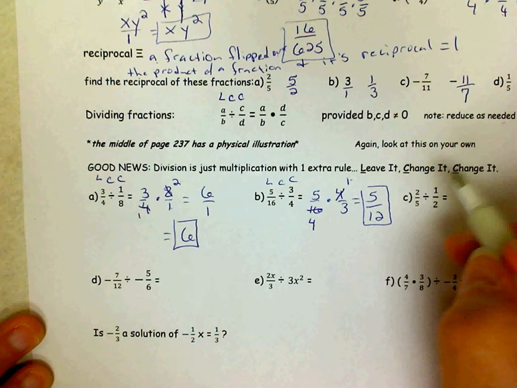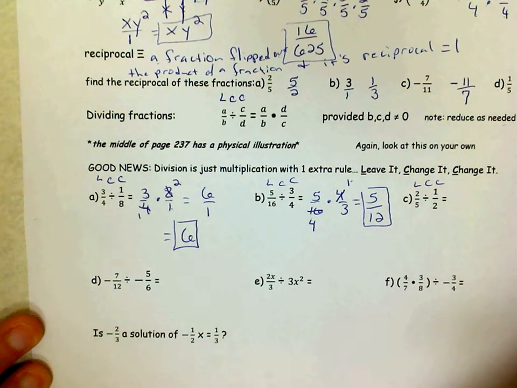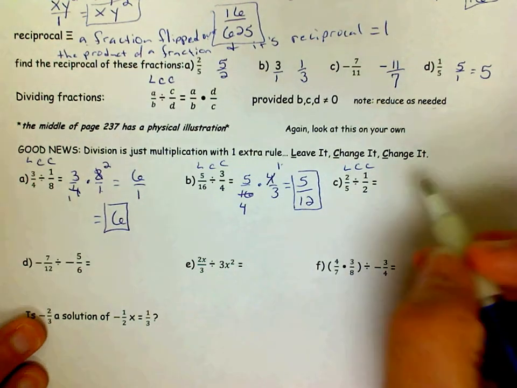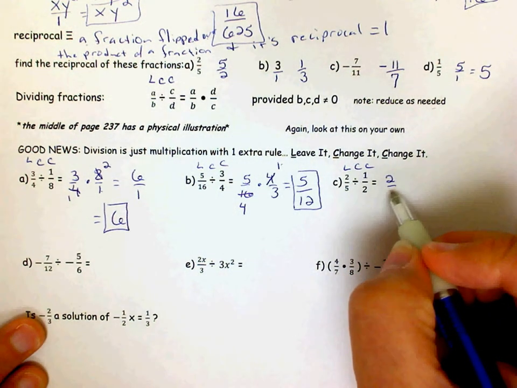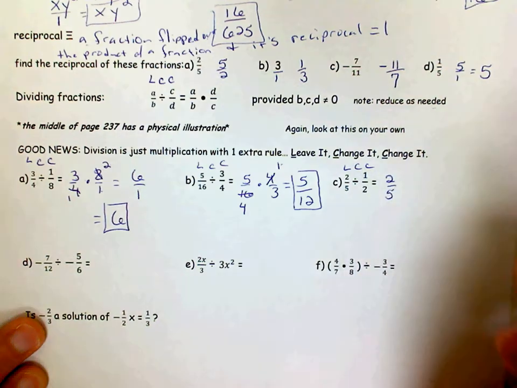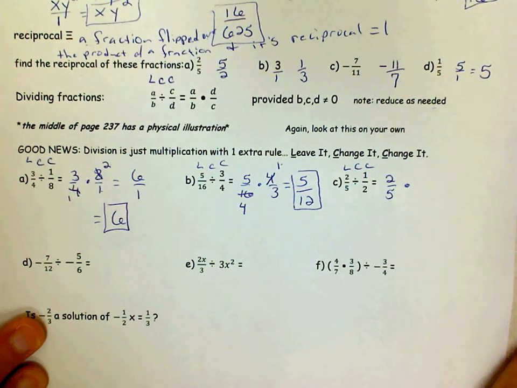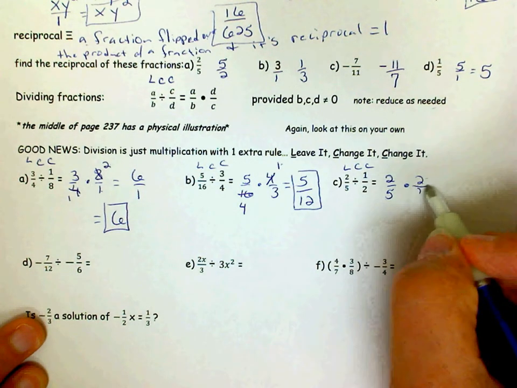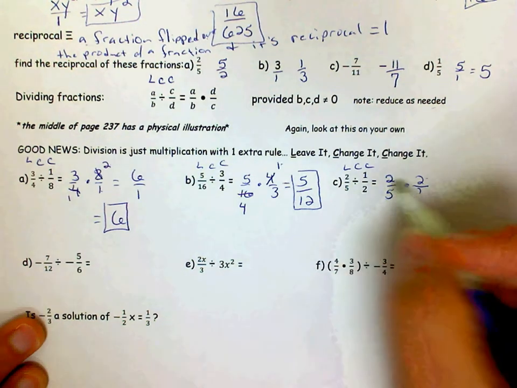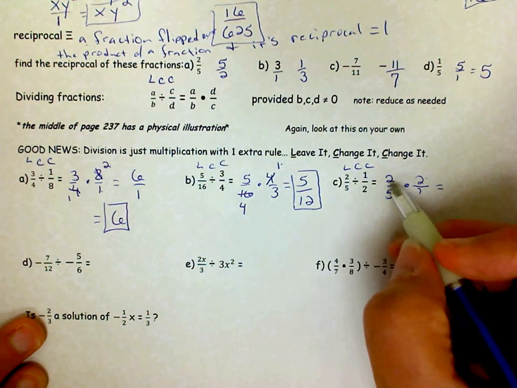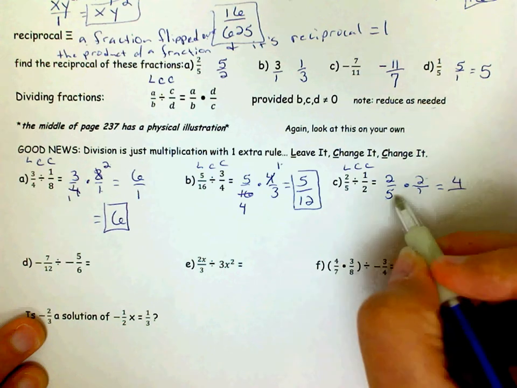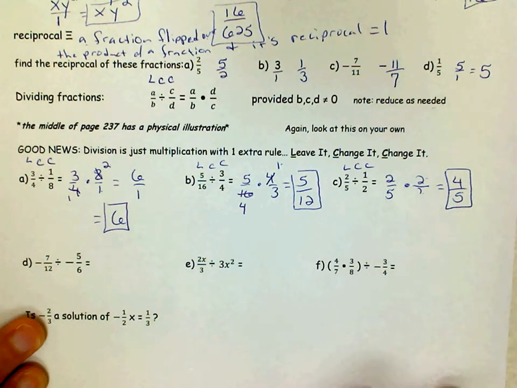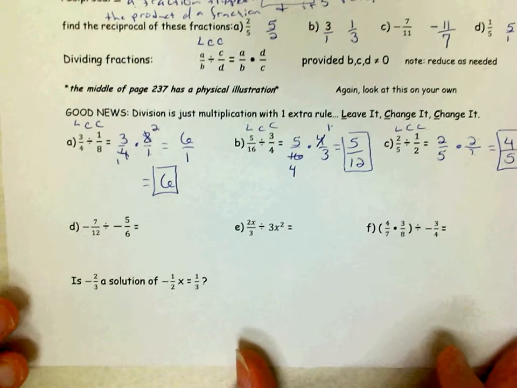Leave it, change it, change it. It's not getting too bad at this point right now, but down the road it's gonna get a little bit worse. 2/5 times 2/1. 2 and 5 don't clean up. 1 and 2 don't clean up. So 2 times 2 is 4, and 5 times 1 is 5. How are you doing? Ask if you got questions.